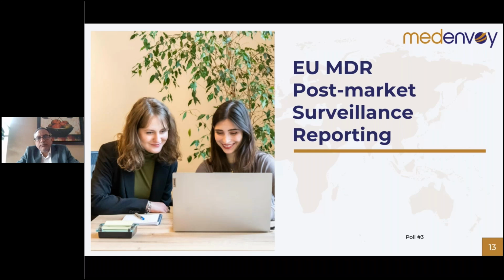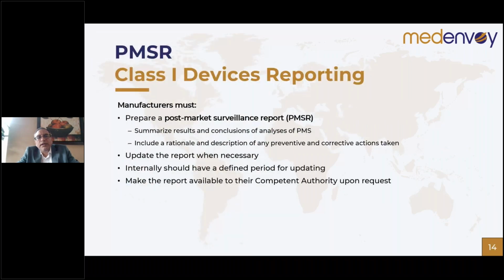So for class 1 medical devices, the terminology that we use is post-market surveillance report. Nothing very different, we've been doing that for a number of years. A post-market surveillance report for a class 1 device collects all the information, summarizes all the analysis that we have done as per the plan, and includes all the rationales and justification for any CAPA conducted. One of the key differences between class 1 and class 2b and 2 and 3 is the frequency of the reporting. For a class 1 product, you generate the report as necessary.